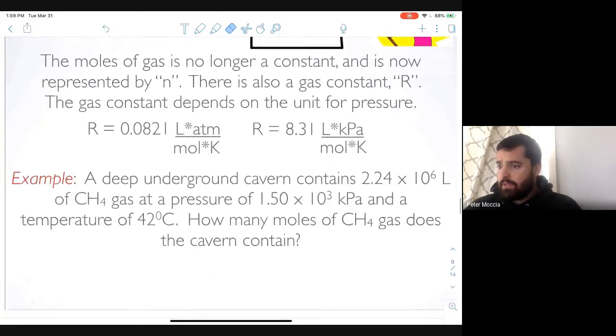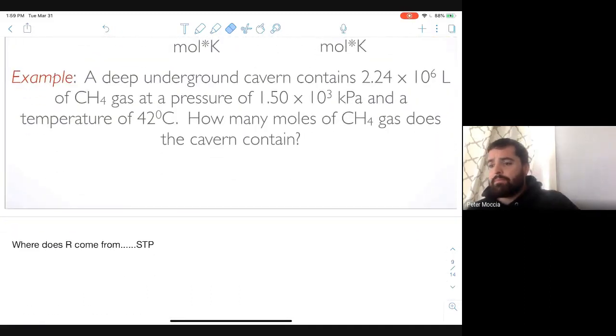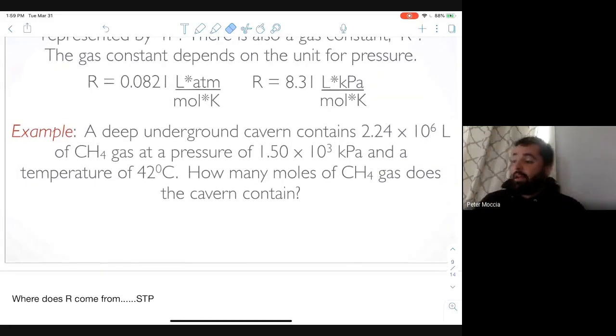Okay, so we're going to do one example problem. It says a deep underground cavern contains 2.24 times 10 to the sixth liters of methane gas at a pressure of 1.5 times 10 to the third kilopascals, okay, and a temperature of 42 degrees Celsius. How many moles of CH4 gas does the cavern contain?